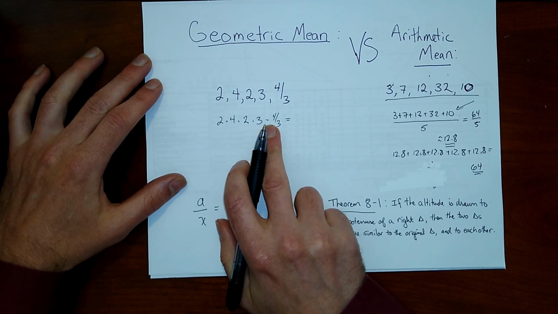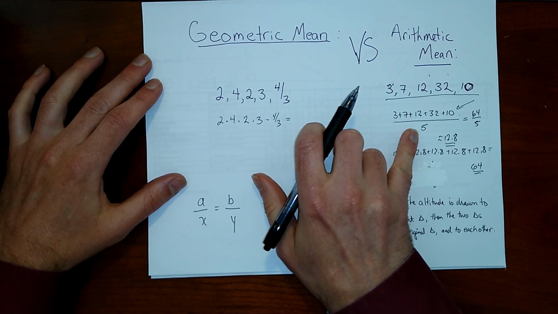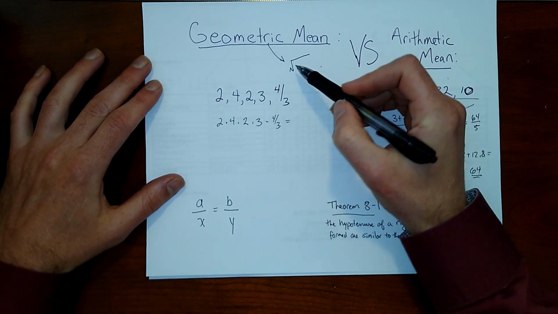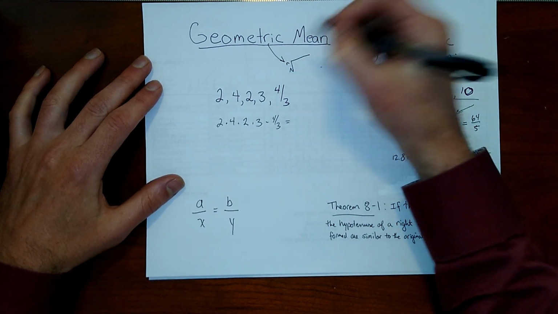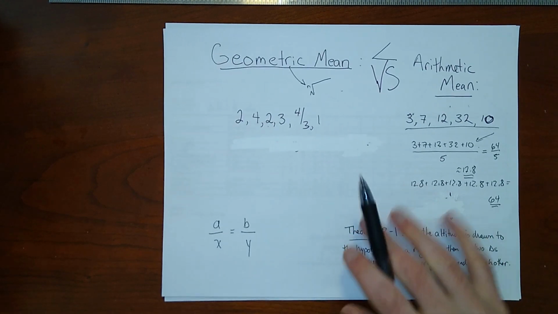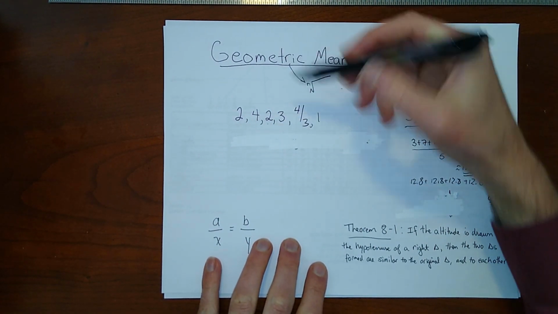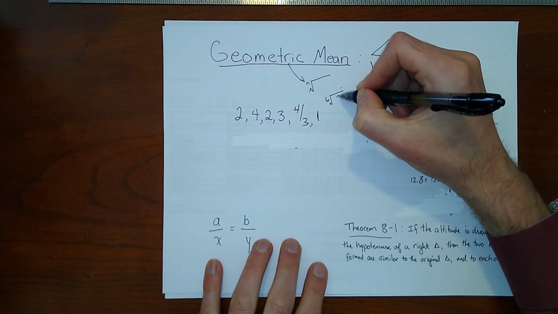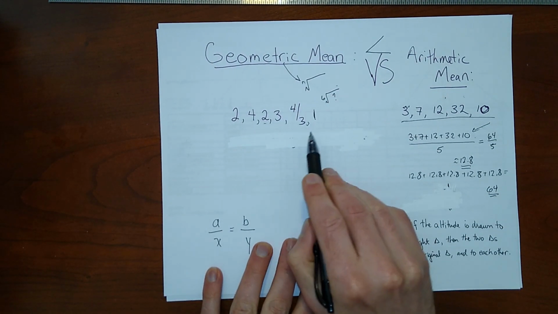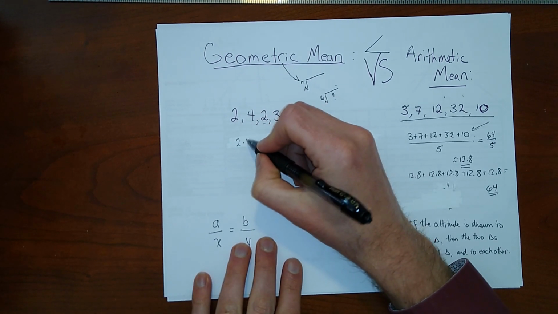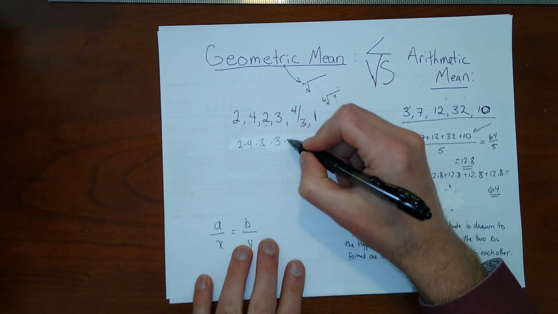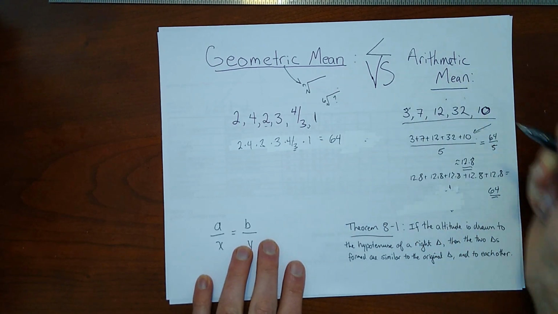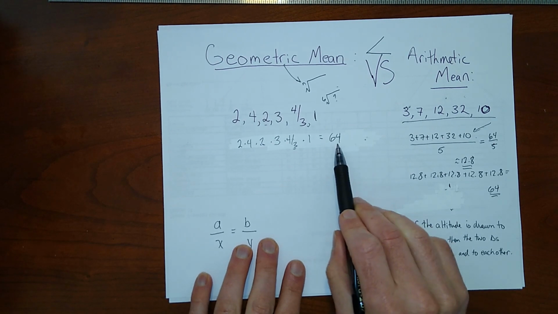And since we're multiplying instead of dividing here, what we're going to actually end up doing to find the geometric mean is take the root. So the geometric mean is connected again to this idea of the square root or of some root of some power. So to find the geometric mean of this group of numbers, there are 6 numbers here. That means I'm going to need to take the 6th root of whatever this product is. So instead of adding these, we're going to multiply them. If I multiply 2 times 4 times 2 times 3 times 4/3 times 1, the product ends up being 64. We didn't add them, we multiplied them to get this product.